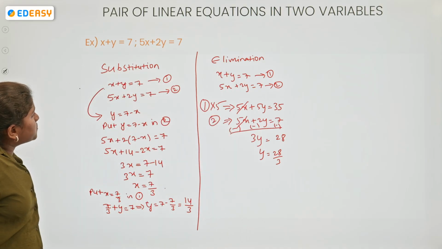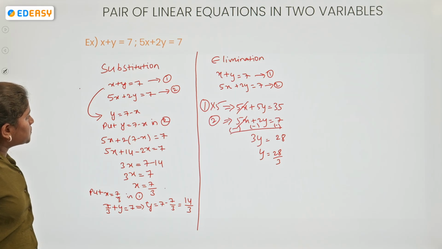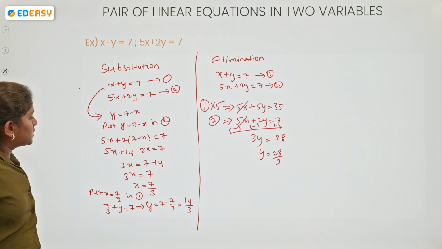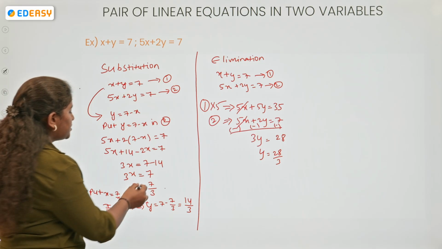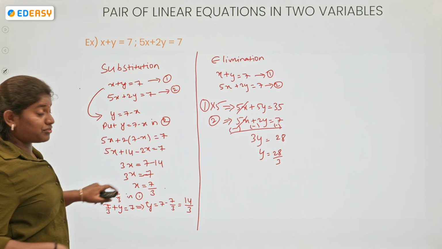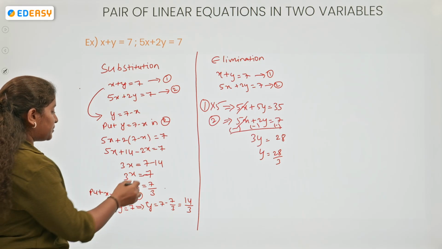x plus y equals to 7. 5x plus 2y equals to 7. y equals to 7 minus x. 14 plus 14 minus 2x equals to 7. 3x equals to 7 minus 14. Here it is your minus 7. So here we got minus 7 because 7 minus 14 will be minus 7.